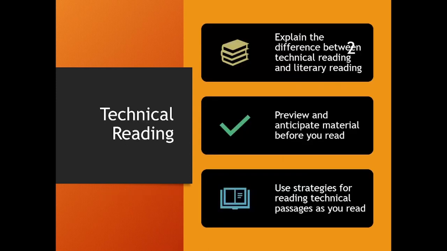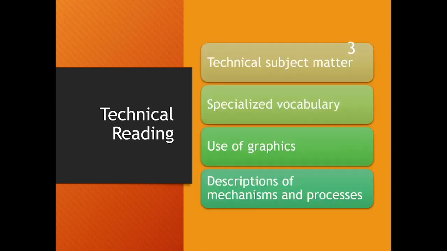So we are going to talk about technical reading and what the differences are between technical reading and literary reading. We're going to talk about how to preview and anticipate materials before you read them, and what strategies to use for technical reading as you read the passages. Technical reading is distinguished by having a technical subject matter, specialized vocabulary, the use of graphics, and descriptions of mechanisms and processes. So this is really what makes it stand out from literary reading.